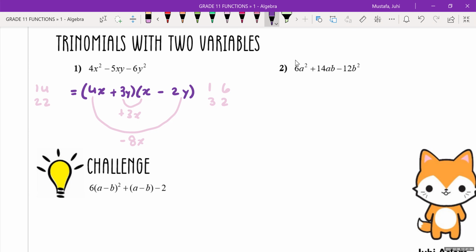Okay, go ahead and try question 2. Lots and lots of practice today. Make sure for question 2, though, you see if there's a greatest common factor before you begin.